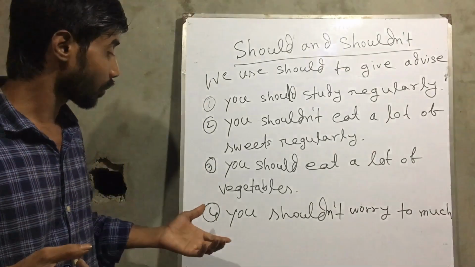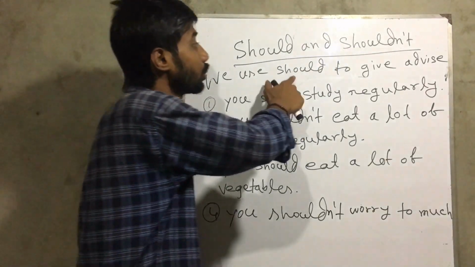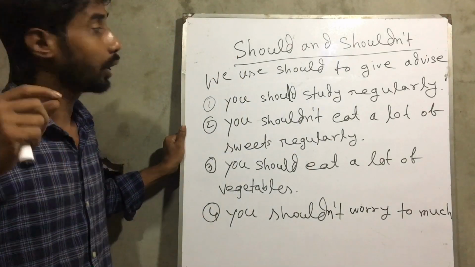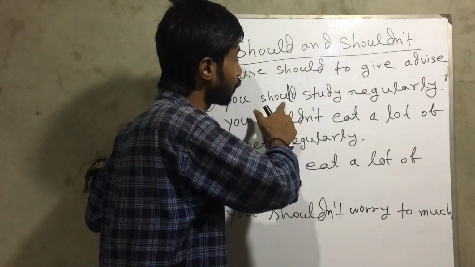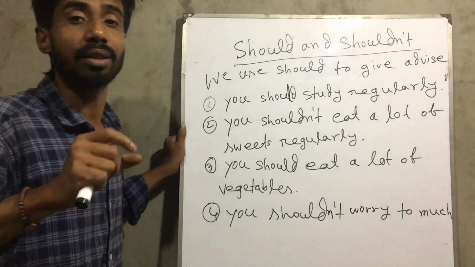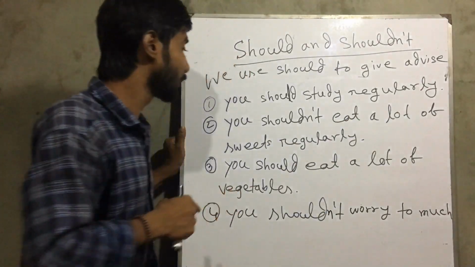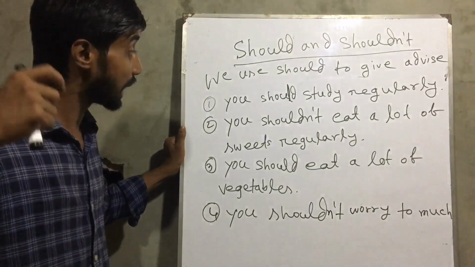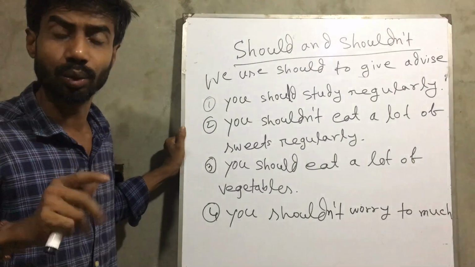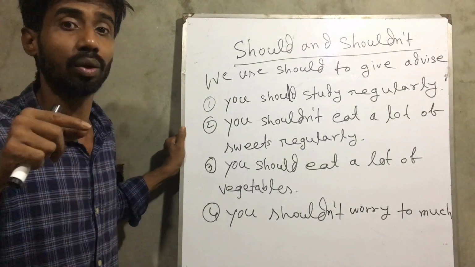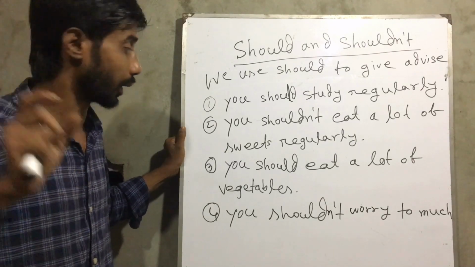So I am again explaining when we use should and shouldn't. We use should to give advice. You should study regularly. This means it is necessary to study regularly. You shouldn't eat a lot of sweets regularly. This means it is not necessary to eat sweets regularly, because excessive sweet is harmful for our body.